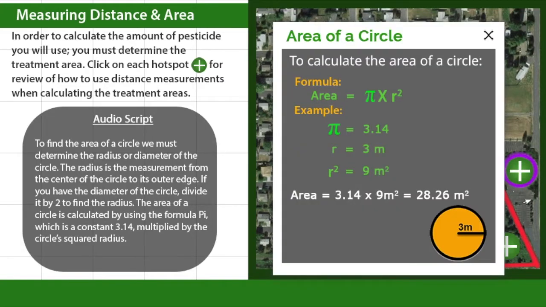To find the area of a circle, we must determine the radius or diameter of the circle. The radius is the measurement from the center of the circle to its outer edge. If you have the diameter of the circle, divide it by 2 to find the radius. The area of a circle is calculated by using the formula pi, which is a constant 3.14, multiplied by the circle's squared radius.